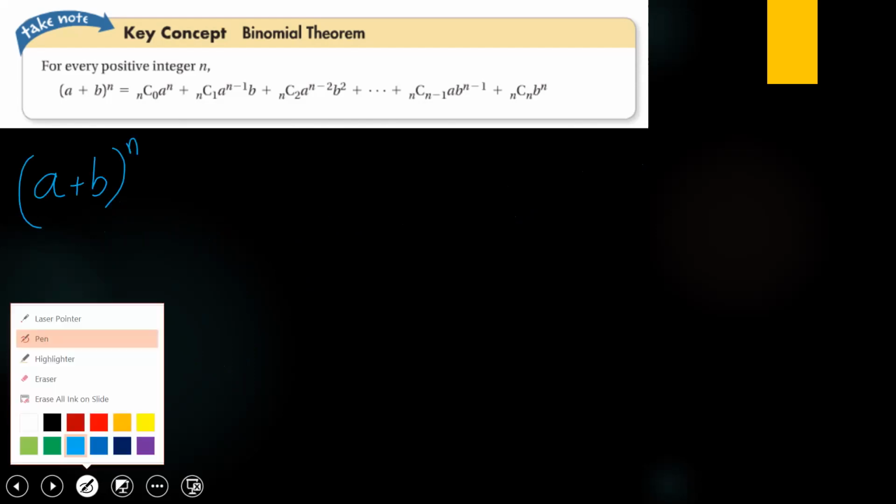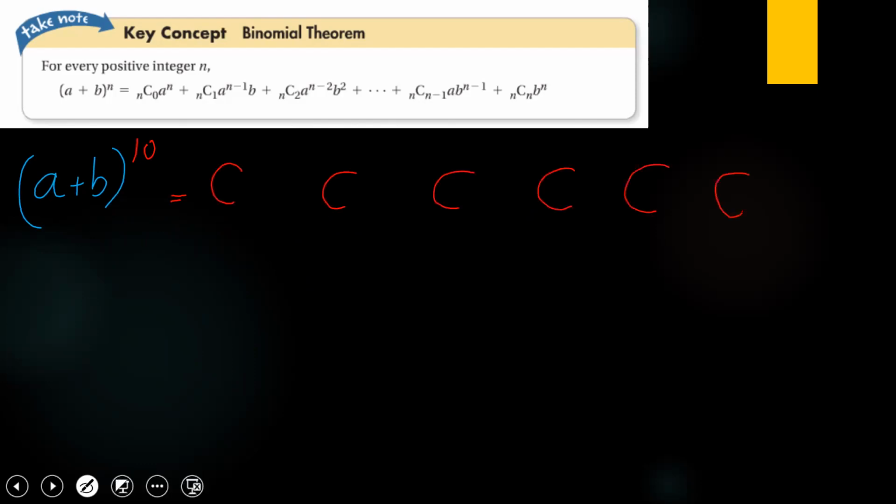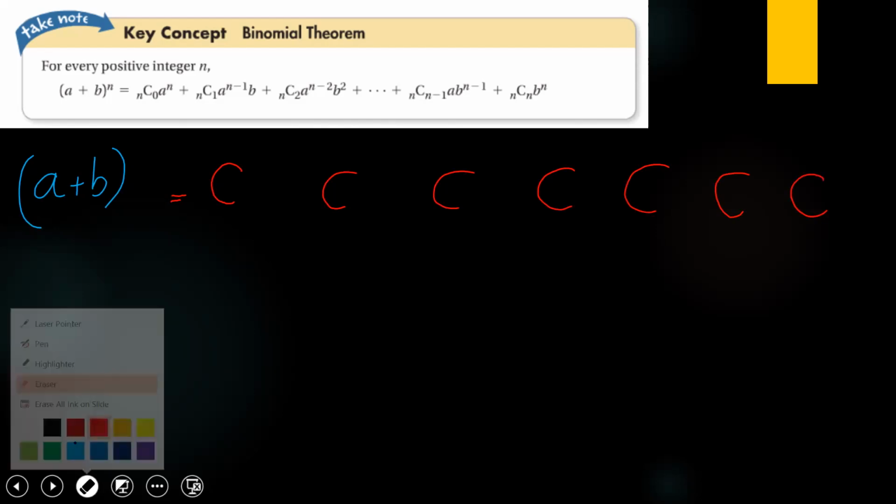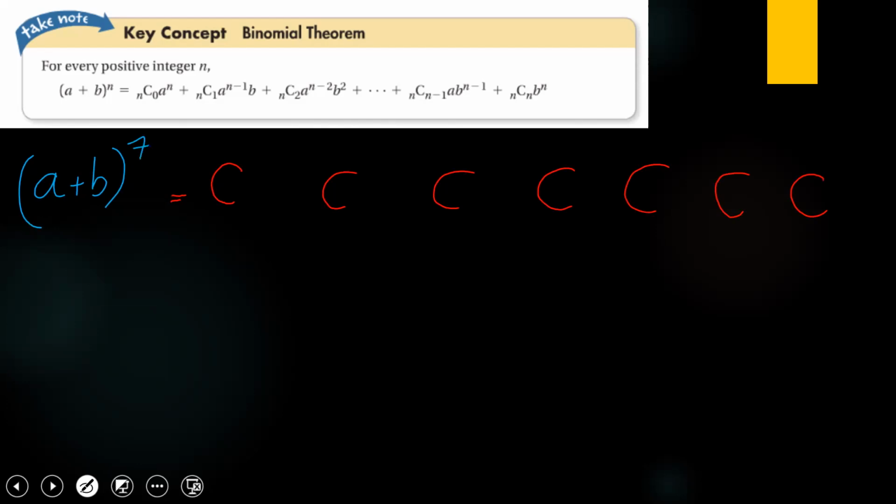What you have to do, if you want to find (a + b) to the power, let's write it as 7: you will write C, C, C, C, C, C. Let's make it now because there's no space. To the power 7, you have to write it like this: C, C, C, C, C, and so on.